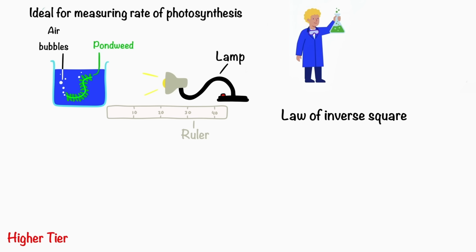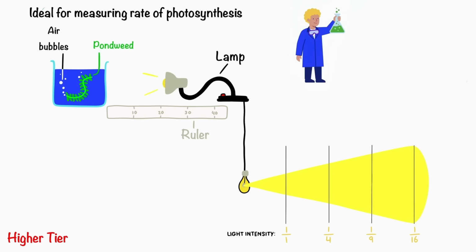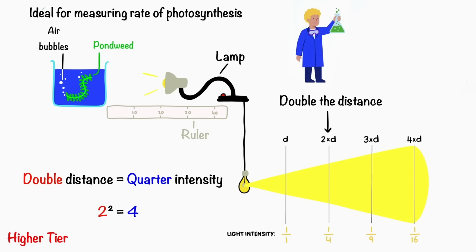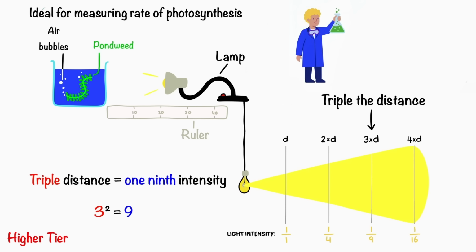When using light as a variable, it's important to understand the inverse square law. This states that light intensity decreases in proportion to the square of the distance. For example, if you double the distance between the light source and plant, the light intensity becomes 4 times smaller. If you triple the distance, intensity becomes 9 times smaller.